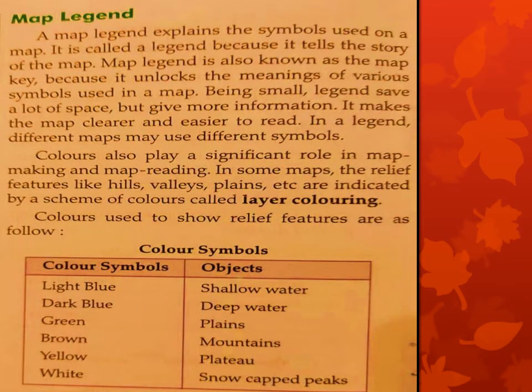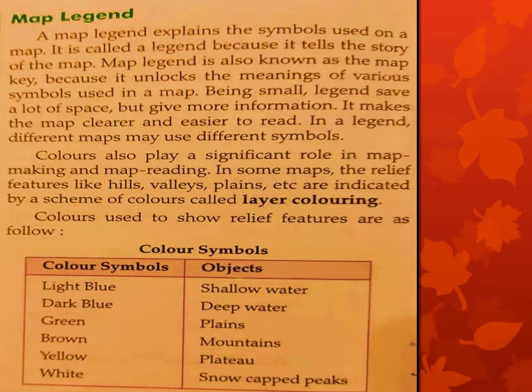Next we have legend. A map legend explains the symbols used on a map, and it is called a legend because it tells the story of a map. A map legend is also known as the map key because it unlocks the meanings of various symbols used in a map. Legends save a lot of space because they are small and give more information. It makes the map clearer and easier to read.